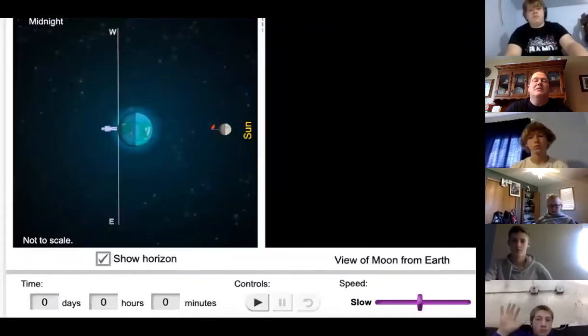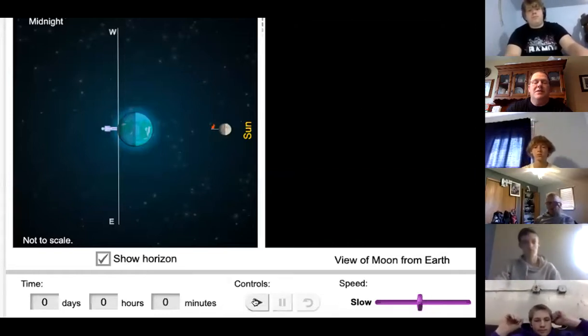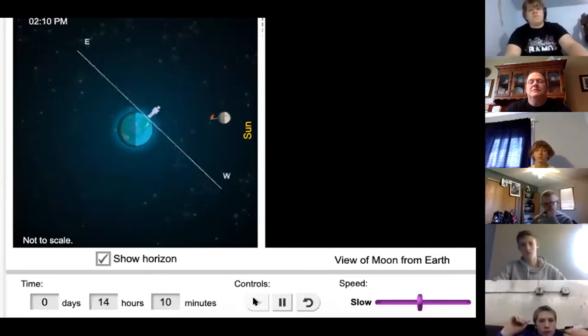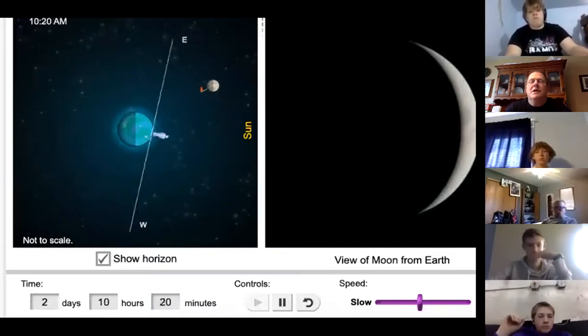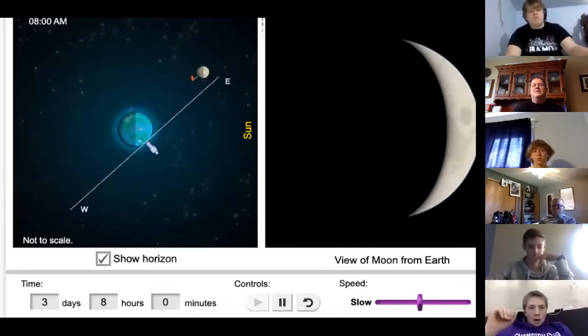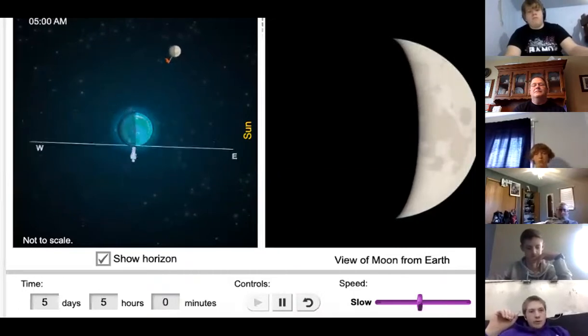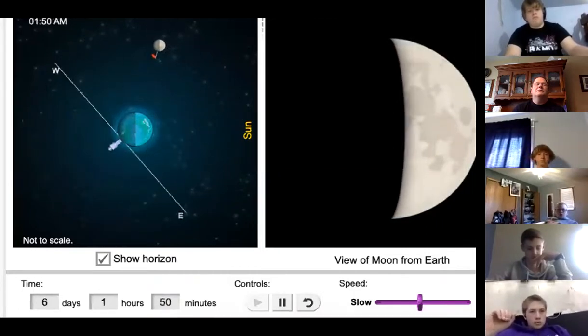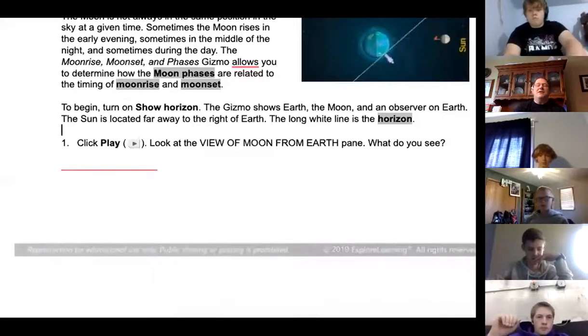So on that setting, play button. And in the right screen, you're seeing the phases of the moon. So that lab is going to run you through, direction by direction, what to do. Let me stop sharing.